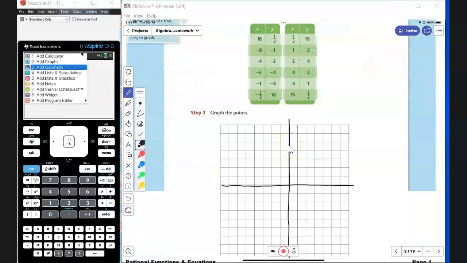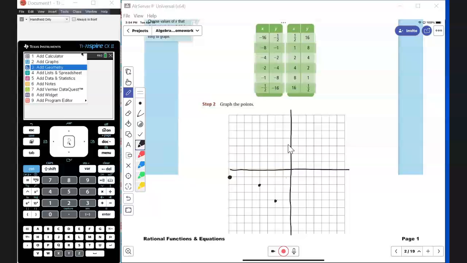So we're going to graph negative 8, 1. Negative 4, 2. Negative 2, 4. Negative 1, 8. I'm going to move it up. And that's the x-axis, and there's your y-axis. And you notice it curves here.